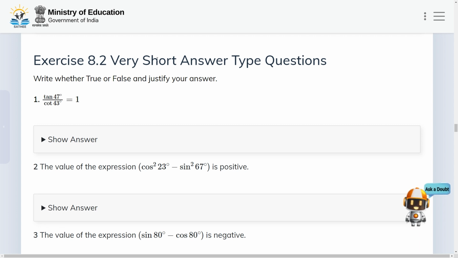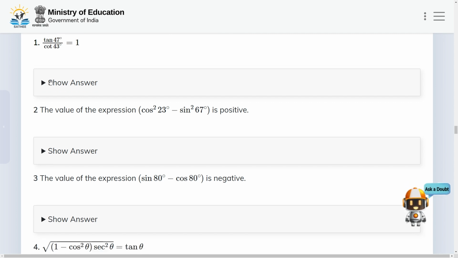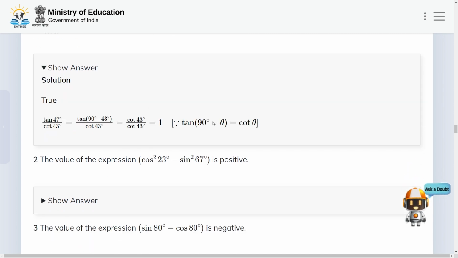question. So here we will discuss very short answer type questions. Okay, so here we have to write whether true or false and justify our answer. So in the first one, here we have tan 47 degree by cot 43 degree is equal to 1. Okay, so let us check is this true or not. Okay, so we know this formula, tan of (90 degree minus theta) is equal to cot theta. Okay, so here basically we will use this formula and we can write tan 47 degree as tan (90 degree minus 43 degree), that is actually cot 43 degree.